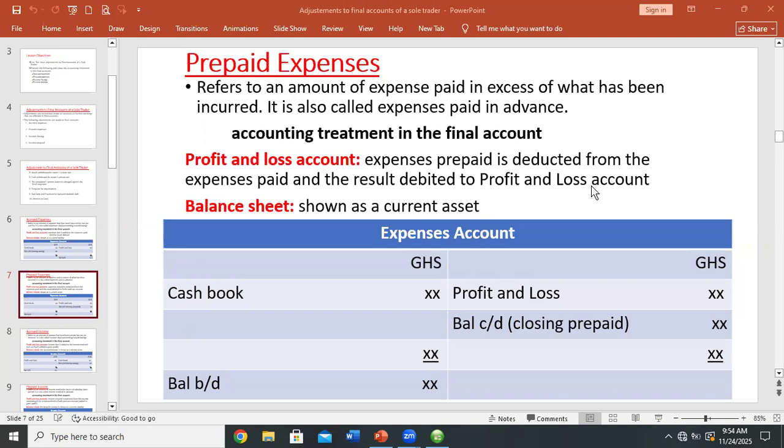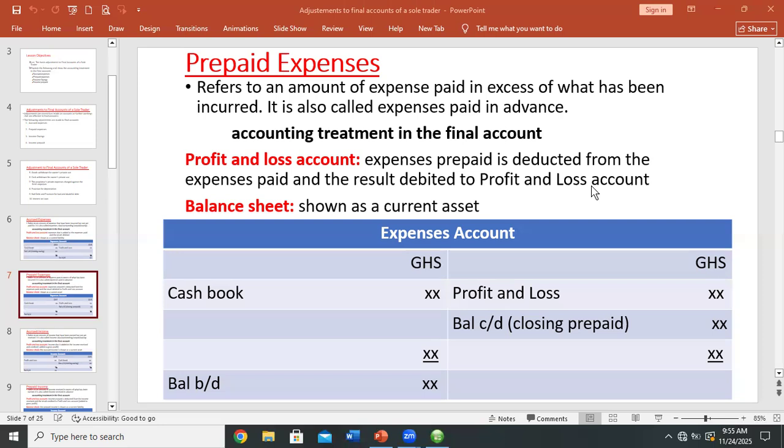So let me cite another scenario for us to appreciate. Let's say that you go for a business, you go for a store, right? And the landlord or the landlady asks you to pay 1,000 cedis for a year. Or let me make it 1,200. So it means every month you pay 100 Ghana cedis. So that is the price of the shop.